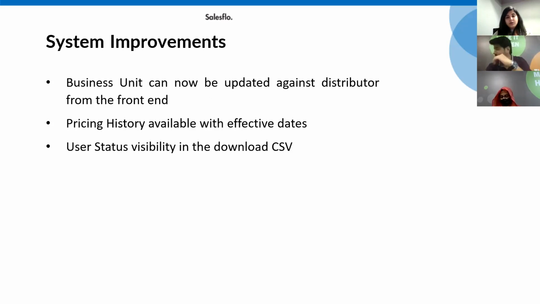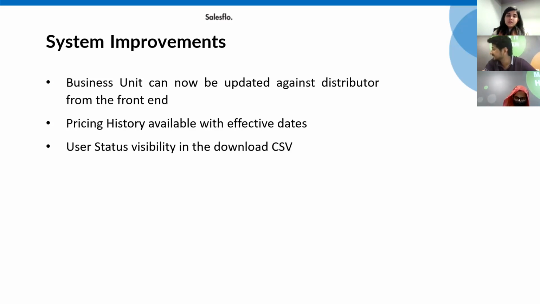So the third thing that we worked on was user status visibility in the download CSV. अच्छा, so what used to happen was कि हमारे सिस्टम में बहुत सारे यूजर्स क्रिएट होते हैं ओवर टाइम. ज़ाहिर है जो भी कंपनीज हमारा सिस्टम यूज कर रही होती हैं उनके यूजर्स आते हैं जाते हैं, एंड देयर आर नंबर ऑफ यूजर्स दैट दे क्रिएट, राइट.